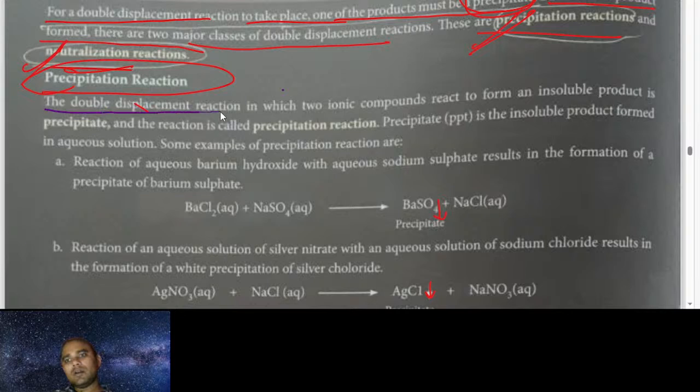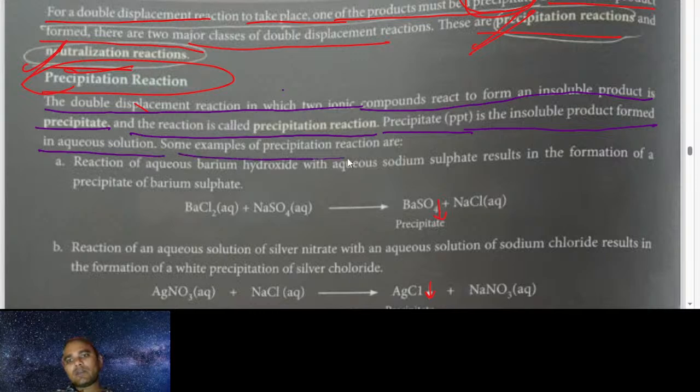The double displacement reaction in which two ionic compounds react to form an insoluble product, the precipitate, is called a precipitation reaction. Precipitate, that is PPT, is the insoluble product formed in aqueous solution. Some examples of precipitation reaction are what, student? What are the examples of precipitation?